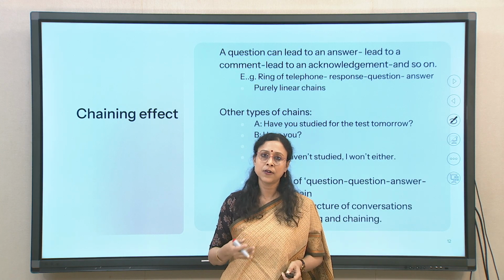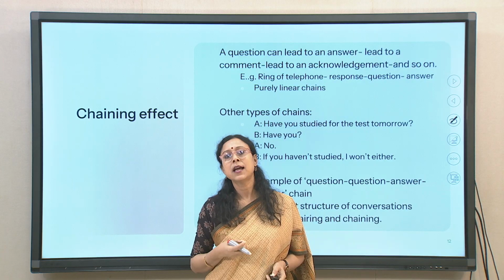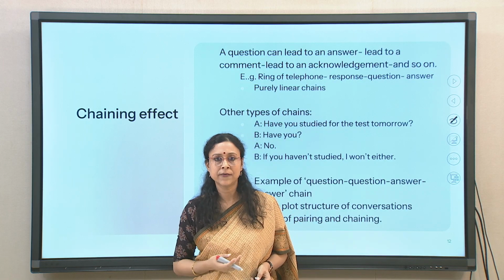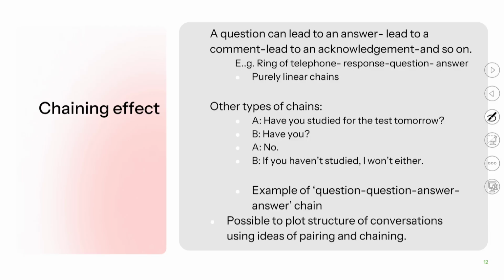Most conversations follow the adjacency pair, because the adjacency pair leads to a chaining effect. Chaining effects can be of various types. Any textbook will give you these two or three kinds. One, for example, a question can lead to an answer, which can lead to a comment and an acknowledgement, and so on. This is a linear kind of chain.